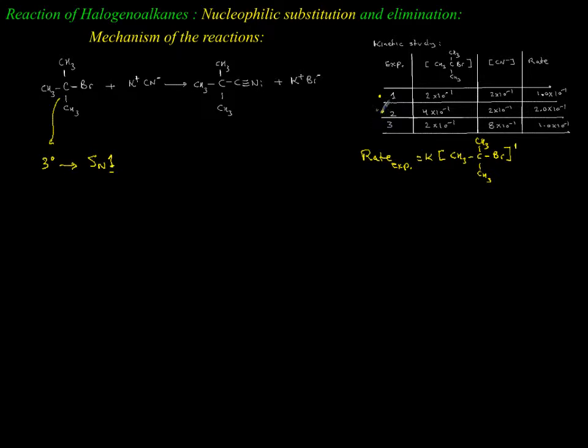Now if you look at experiment 1 versus experiment number 3, I held the concentration of haloalkane the same, but I changed the concentration of cyanide by 4-fold, 4 times. The rate did not change. So that says the nucleophile, in this case cyanide, is 0 order. So I really don't have to show it. If it's independent of the nucleophile, what is the mechanism?